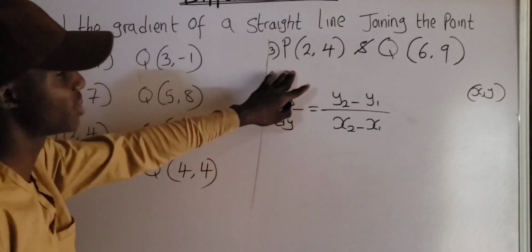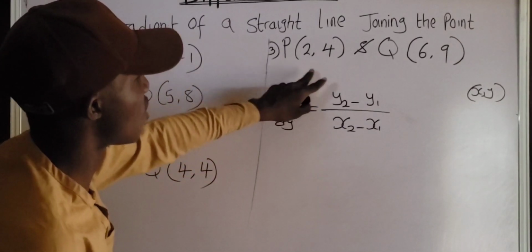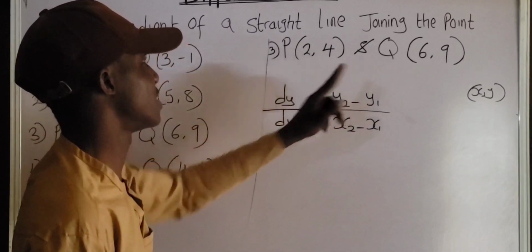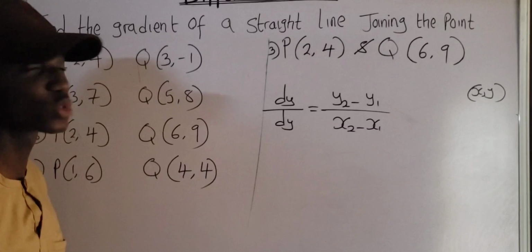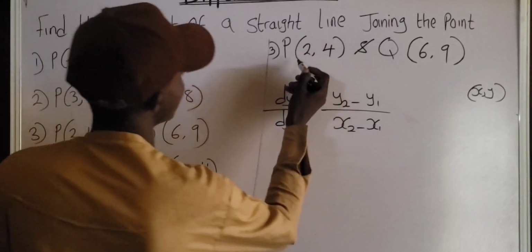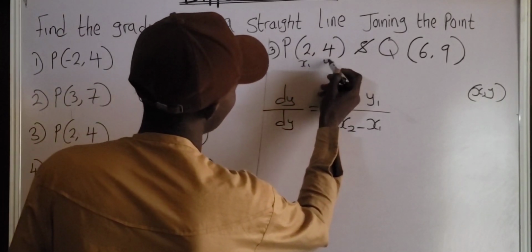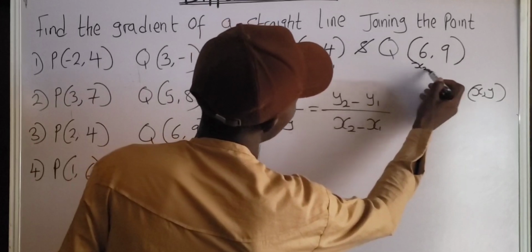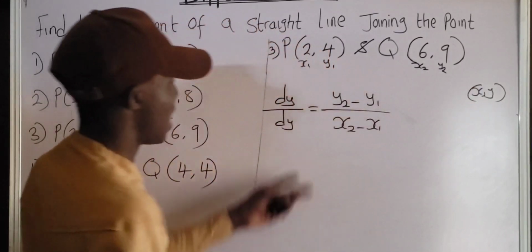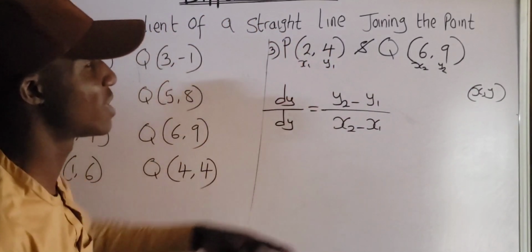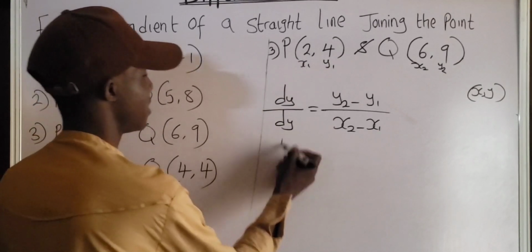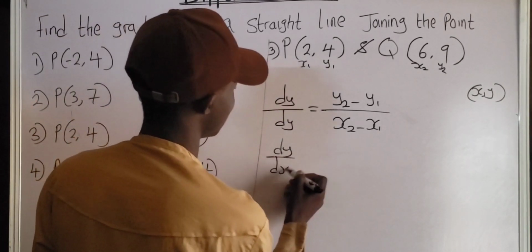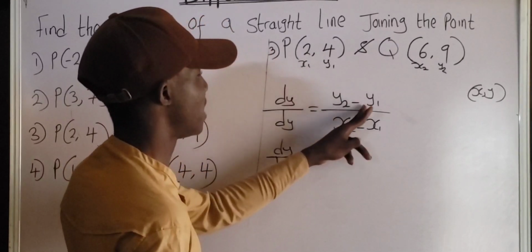Okay, we have question number 3. To determine the gradient of this straight line, we have to first know our x1 and y1, x2 and y2. So this is x1, this is y1, and this is x2, and this is y2. You understand? So having identified our x1, y1, x2, and y2, we can proceed to use what? This formula.